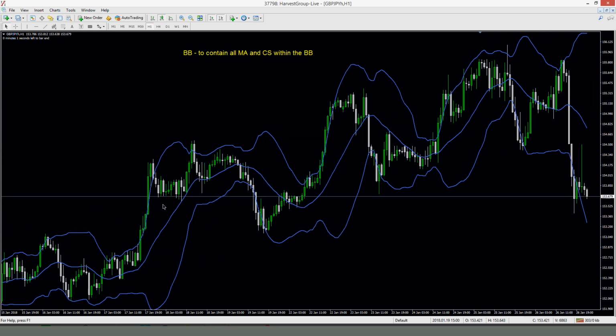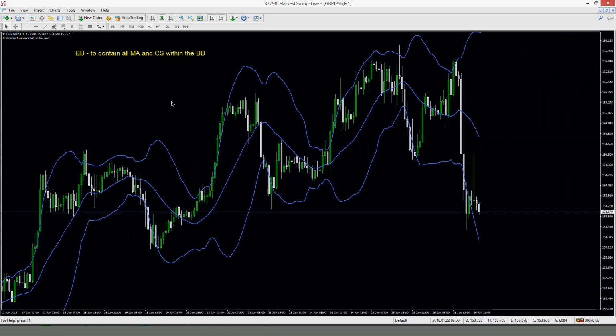There are two types of Bollinger Band, but before that, I will just introduce the lines in the Bollinger Band. I'm pretty sure that most of you already know that the middle line is the mid BB, MBB, and the one at the top is the top BB, and you have a low BB. So you have these three lines that contain all the moving averages and the candlesticks within the Bollinger Band.